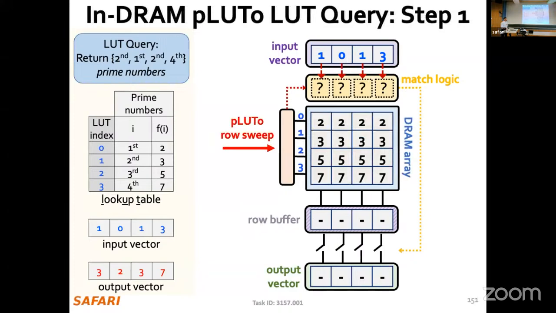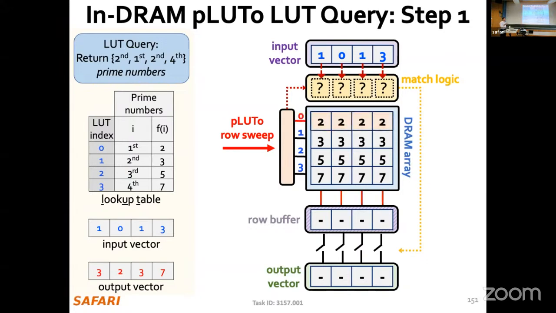So the main component of Pluto is what we call the row sweep operation. I'm going to send the DRAM command that sequentially activates each single row of this DRAM array. At each activation, I compare the row that is currently being accessed, the row index, with the indexes of the input vector. If I have a match between the row index and the input vector, I allow the data from the row currently in the row buffer to be copied to my output vector. I'm going to walk through this example, and hopefully it will be more understandable.